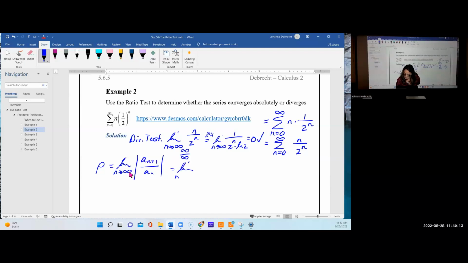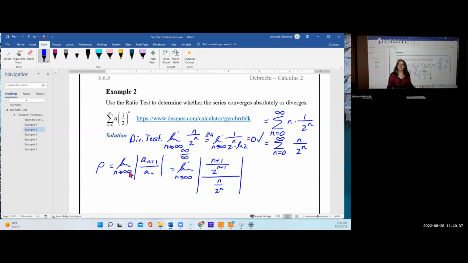Now we have the limit as n goes to infinity, big absolute values. And I'm going to use this expression for it over here, n over 2 to the n, since it's simpler. So I replace the n with n plus 1 in the numerator expression. So I get n plus 1 over 2 to the n plus 1, all divided by n over 2 to the n.